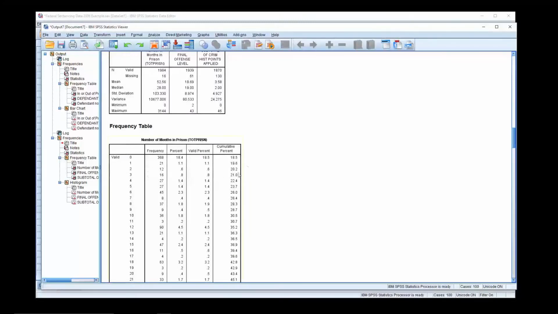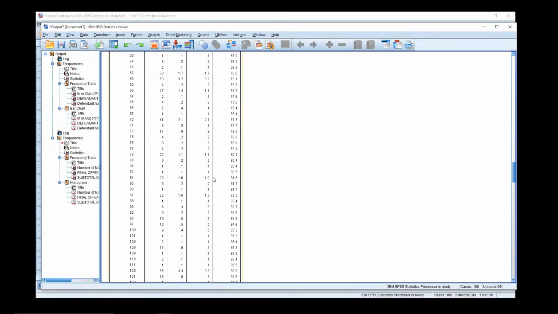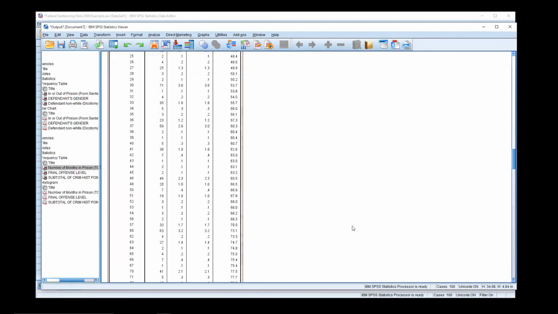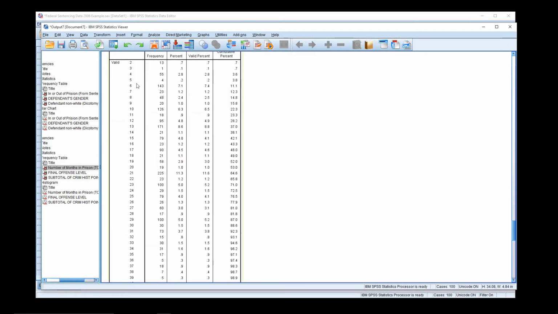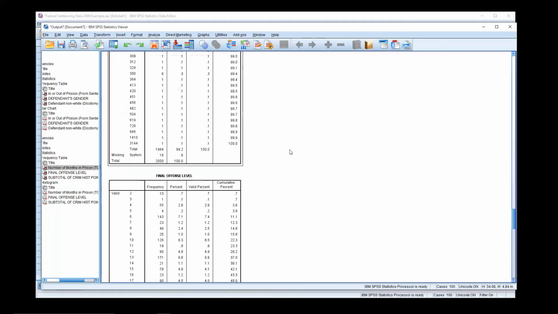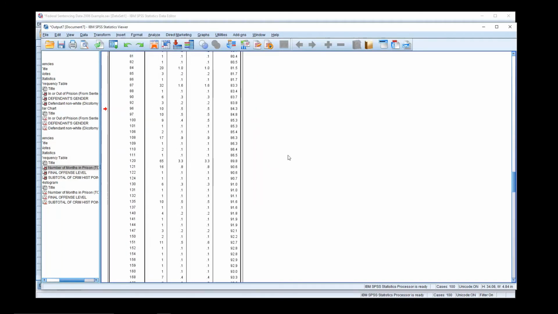So we have a frequency table of all the values of the sentence length handed down. Since it's such a large table, you may want to select and delete this. It kind of depends on what you're doing with your output. Same thing for offense level, it's not quite as long, but we can see where a lot of these values pop up when we start hitting kind of triple digits. This gives us a numeric understanding of some of these values.